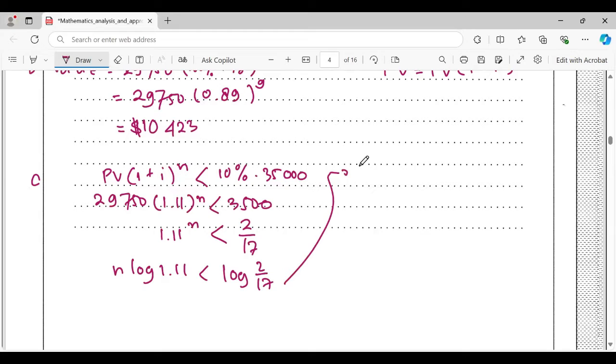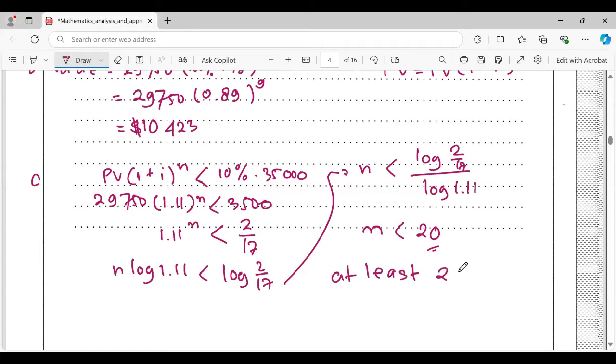So it means n is at least log of 2 over 17 over log 1.11. If you calculate it, it approximately becomes 20. So at least 20 years.